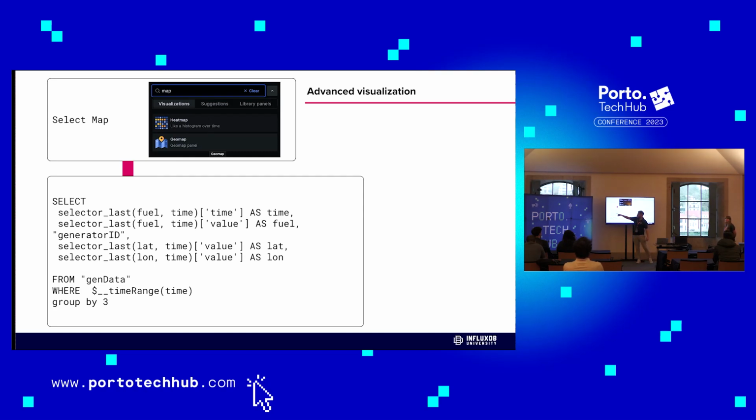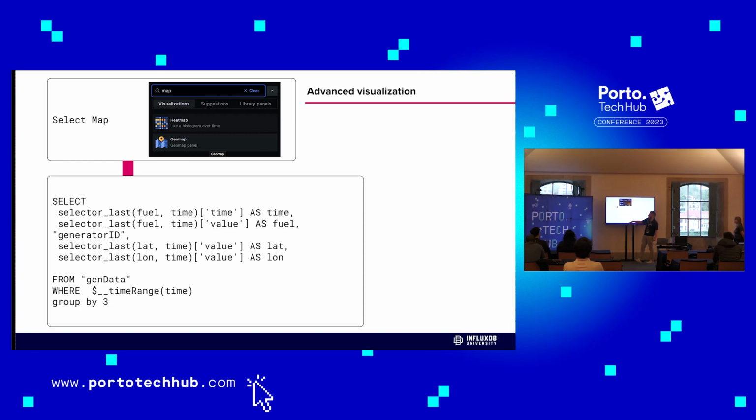We're going to also request the generator ID because we want to be able to partition by that generator ID. And we also want to know the last lat and long for our generators. Now, I'm not expecting our generators to move anytime soon, but we want to know the last known value for our longitude and latitude. We're then doing, of course, from, so we're getting that from our gen data. We're using our trusty dashboard variable, once again, time range.